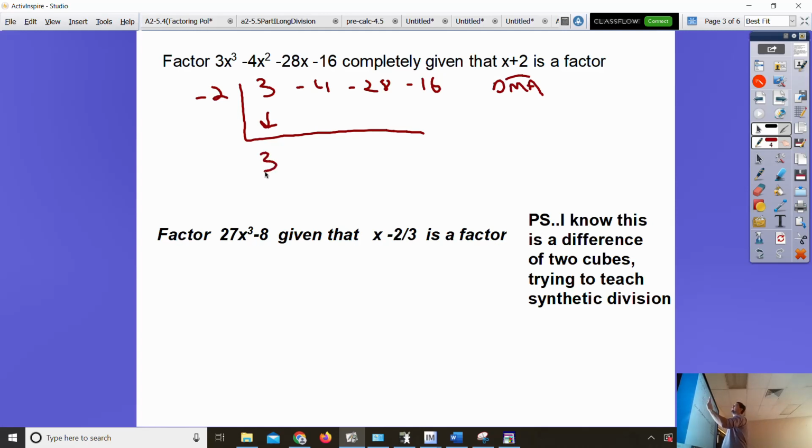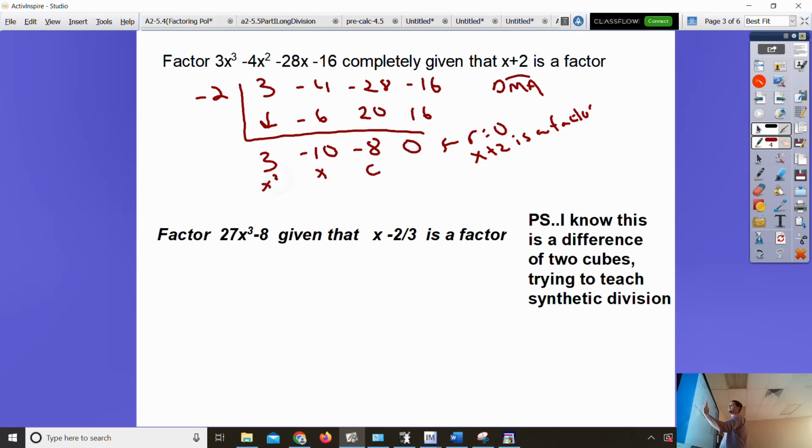Drop the 3, multiply, and add. Multiply, and add. Multiply, and add. So I got a 0. Remainder is 0. X plus 2 is a factor. Remainders are preceded by constants, which are preceded by x's, which are preceded by x squared.